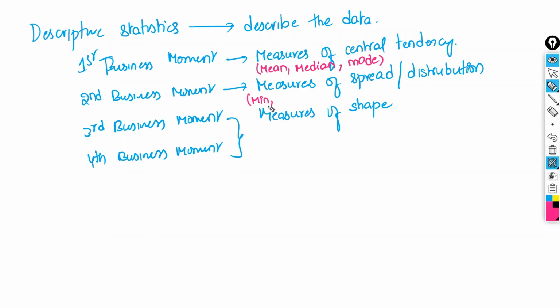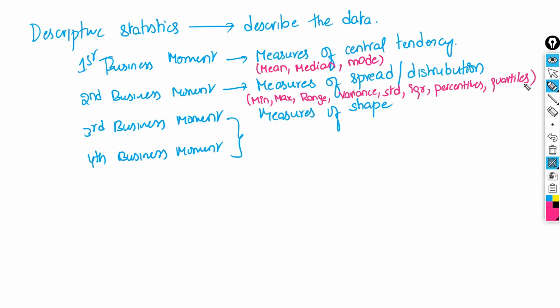Minimum value, maximum value, range value, variance, standard deviation, interquartile range. These are the things which we are going to measure. Percentiles, quartiles. These are measures of spread or distribution.